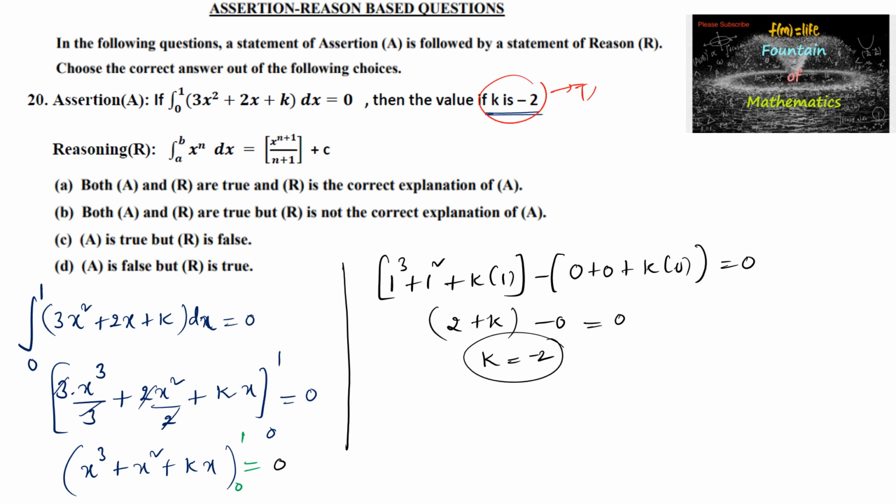So the first assertion is correct. And the reason: integral a to b of x power n dx is equal to x power n plus 1 by n plus 1 plus c. It's an indefinite integration, but here it is a definite integral, so this is not the correct reason. Integral a to b of x power n dx is equal to x power n plus 1 by n plus 1, applying the limits, lower limit and upper limit. After applying, you will get a constant value, so there is no integral constant for this. So the reason is false and the assertion is true, which is option C. Option C is the answer.